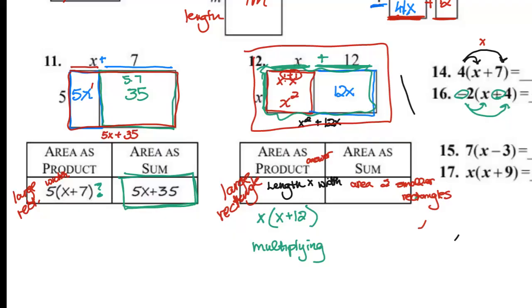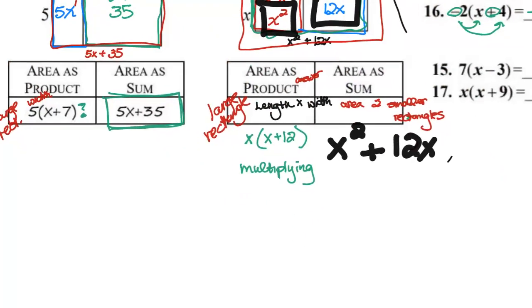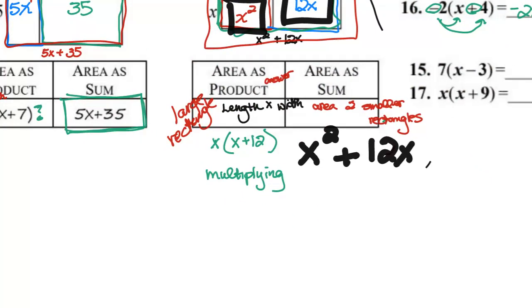So here, I'll make this a little wider. Here I have x squared. That's the sum of the first rectangle plus 12x. And when you look at these, hopefully you notice, yeah, if I just distribute this x from the multiplying one, from the area as a product, that gives me the area as the sum.